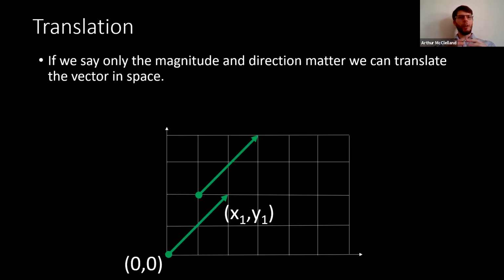And if all we care about is the direction and the magnitude, then we can translate the vector around and still retain all its properties. Really, where we have the starting point is a little bit arbitrary. Where do you set 0, 0? It's a little bit arbitrary. So we can retain a lot of the properties of the vector and just translate it in space to different positions.